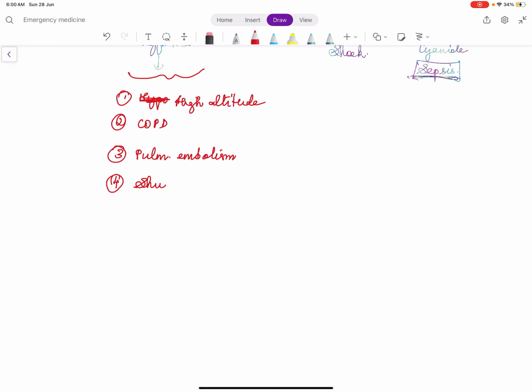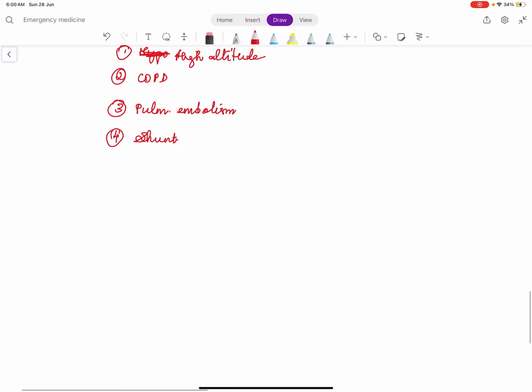Then we have something called a shunt. Example is a pleural effusion case with a vasodilator in place, or a hepatopulmonary syndrome, where because of vasodilatation, pulmonary arterial blood directly goes into the pulmonary venous system without getting oxygenated.